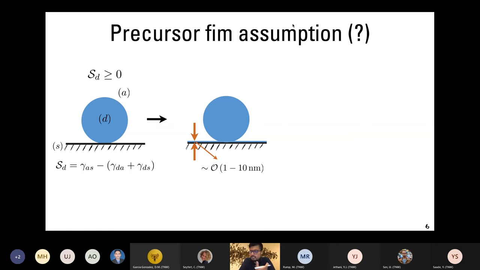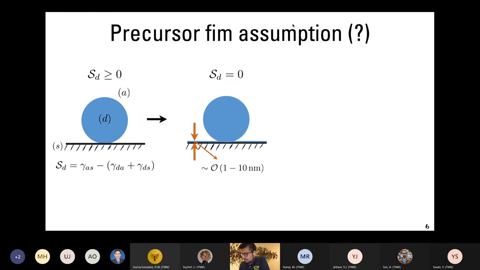And the theoretical reason why this should happen goes as follows: it's easier for a molecule to go and cover the entire substrate rather than having the liquid bulk to move, right? So even before the liquid bulk could move, the moment these two things come in contact, there would be a precursor film which is a few molecules thick, because it's easier for the molecules to flow as compared to the bulk, of course. And the moment this happens, the spreading factor that we were talking about goes to zero.